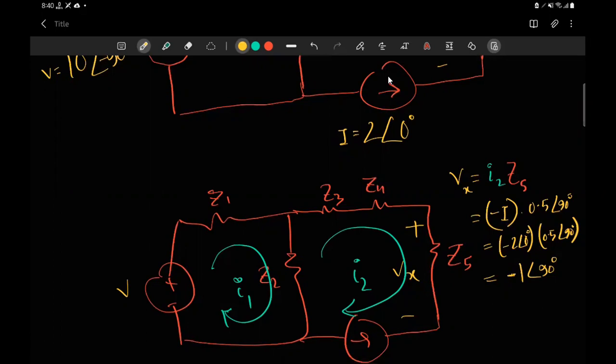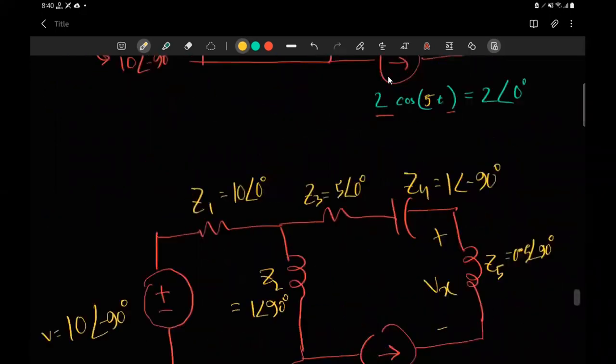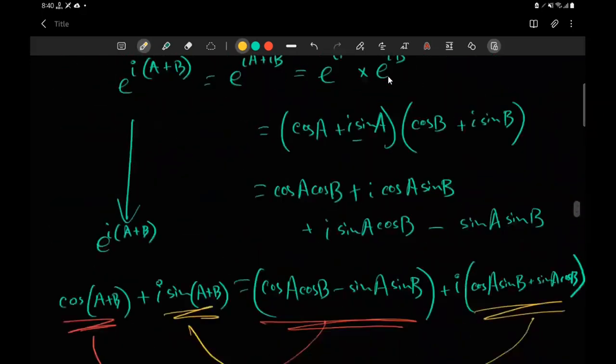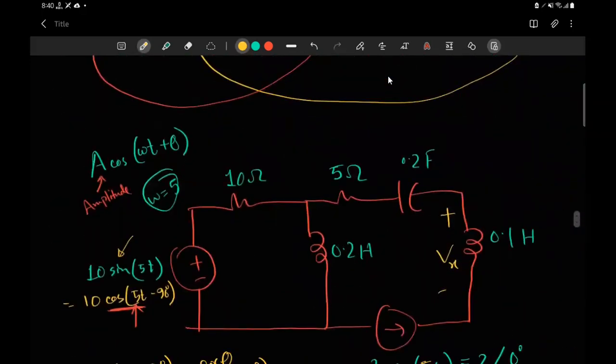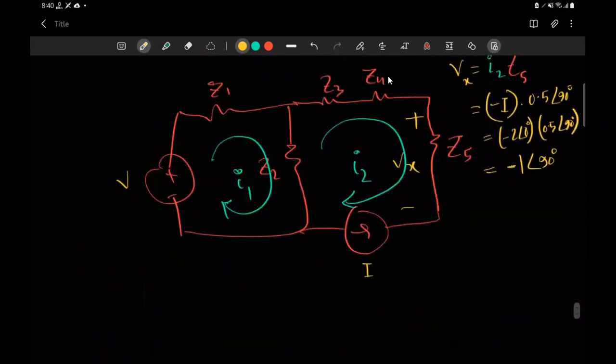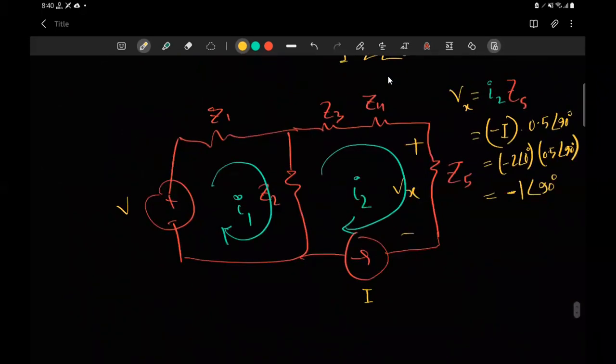Now, here's the thing. You were asked the question, what is the value of Vx here? There was no complex number initially in this question, but in your answer, you gave a complex number. How's that possible? Remember that complex numbers were only a tool for us, to make our computations much easier. So this is not the actual value.